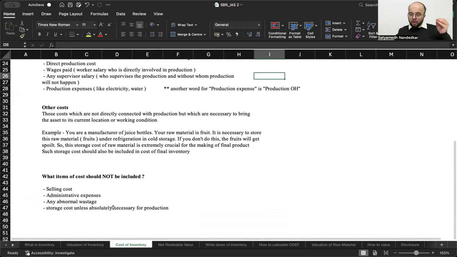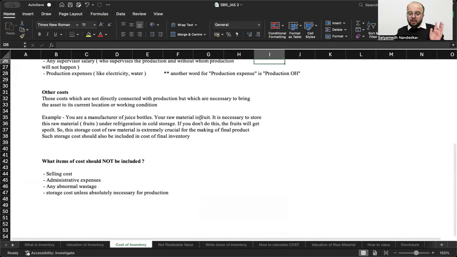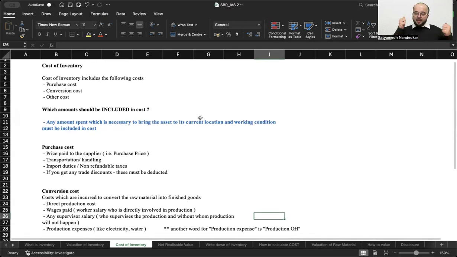Which costs should not be included? Costs like selling cost, admin expenses, abnormal wastage, all of these are not connected with production in any way. These should not be included. So a quick recap. Cost of inventory includes purchase cost, conversion cost, other cost, and we have seen examples and explanation for each. This is how the cost of inventory is calculated.